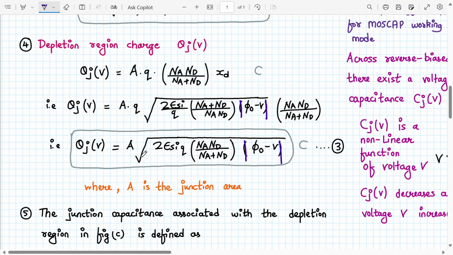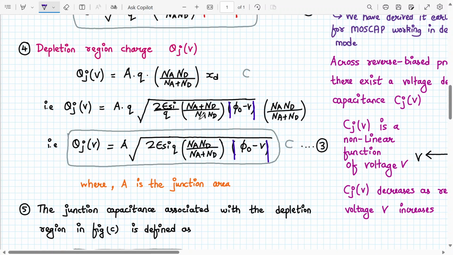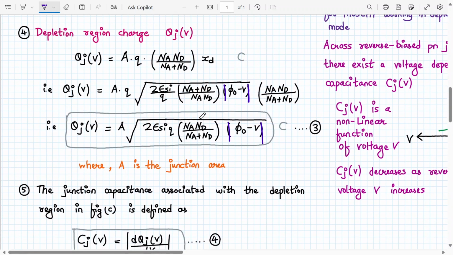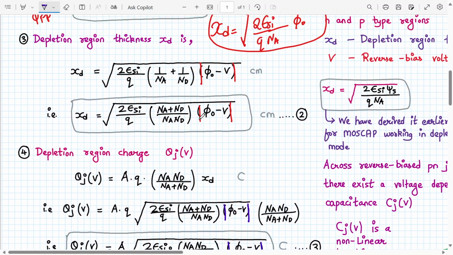So we get the formula as Qj of V, a function of reverse voltage, equals A into square root of twice epsilon of silicon into Q, because Q also goes inside and becomes Q square, so it will be Q Na Nd upon Na plus Nd into mod of phi naught minus V, and that is in coulomb. So do we get this equation number 3? Yes or no? Are you following up till now?